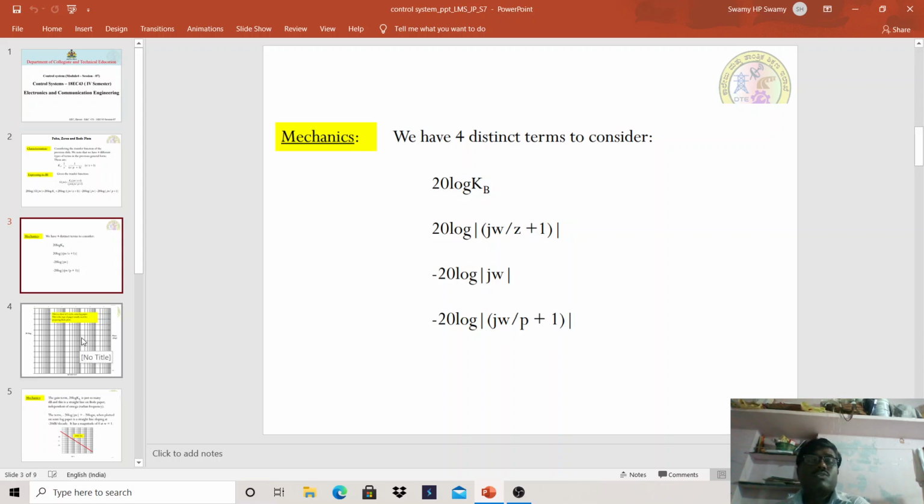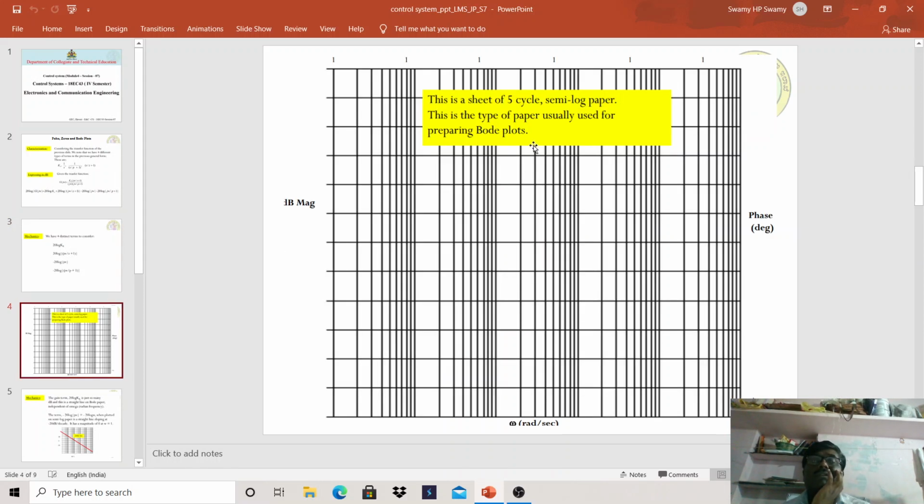Usually Bode plots are constructed using semi-log graph paper. This is semi-log. It has a logarithmic scale. This is a graph which will be available in a bookstall also. Using that one, Bode plots can be drawn, phase plot and magnitude plot. This is a sheet of 5 cycles. You see, 1 cycle, 2 cycles, 3, 4, 5 cycles.